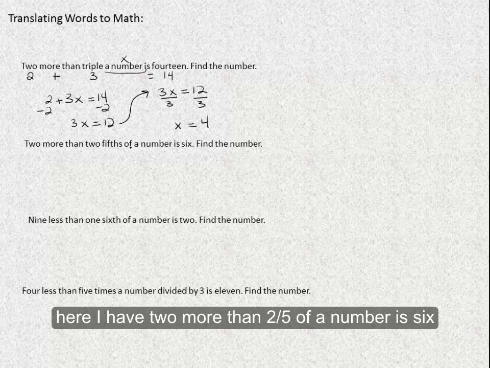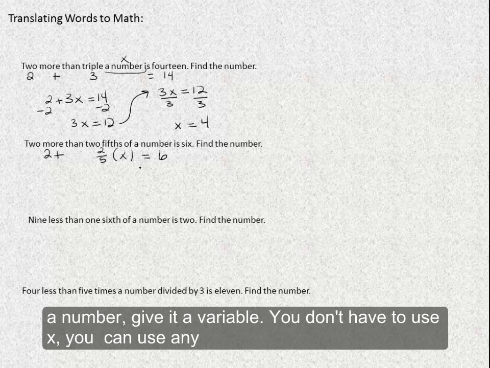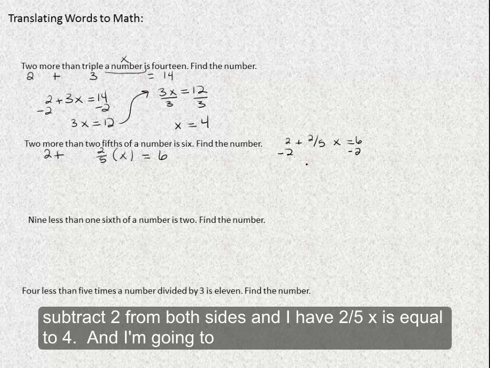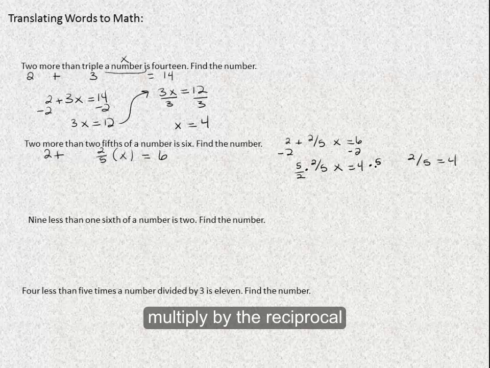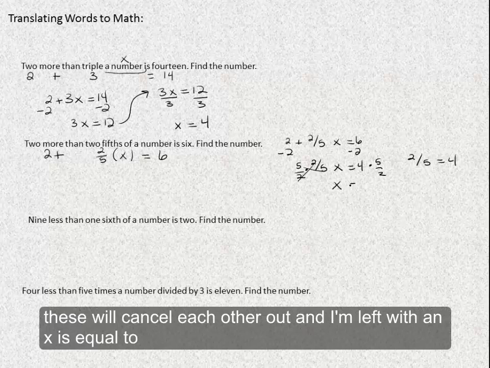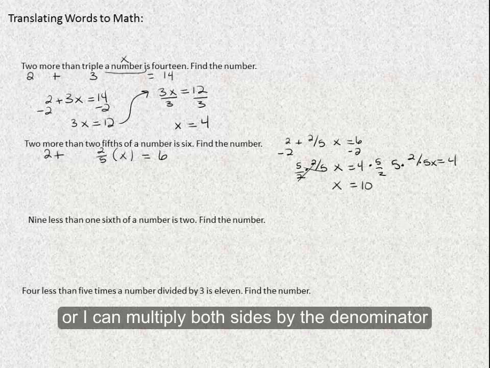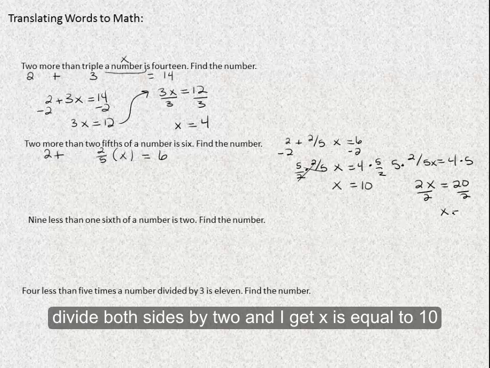Here I have 2 more than 2/5 of a number is 6. Okay, 2 more than, again, so 2 plus 2/5 of. Of means to multiply. A number, give it a variable. You don't have to use x. You can use any variable you want. I'm going to rewrite this over here. Subtract 2 from both sides, and I have 2/5 x is equal to 4. Now I'm going to rewrite that here as well because there are 2 ways to solve a fraction. I can multiply by the reciprocal. These will cancel each other out, and I'm left with x is equal to 20 halves, or 10. Or I can multiply both sides by the denominator, and I'm left with the numerator, and x is equal to 20. Divide both sides by 2, and I get x is equal to 10.